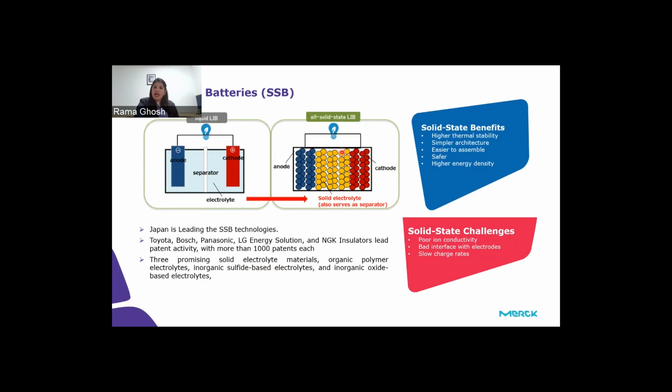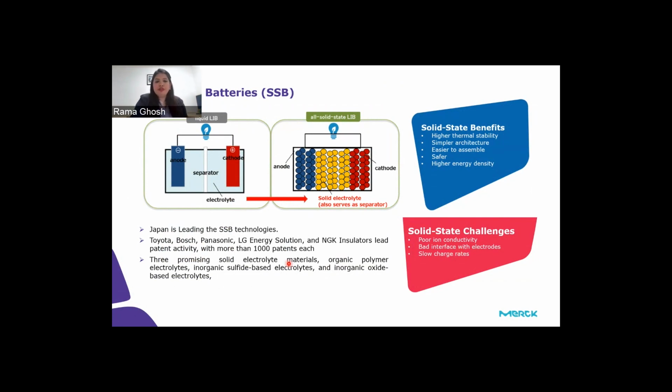But at the same time, a lot of challenges are faced when scientists work on solid state batteries or solid electrolytes. One of the worst things for solid state is the low, or poor, ionic conductivity. It's a solid closed-pack structure, so ionic conductivity is always a challenge. There are also issues with the interface with electrodes, and slow charge rates, because the conductivity is low and the charging rate is reduced.